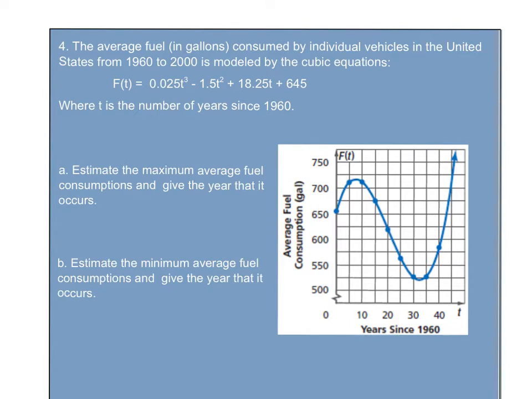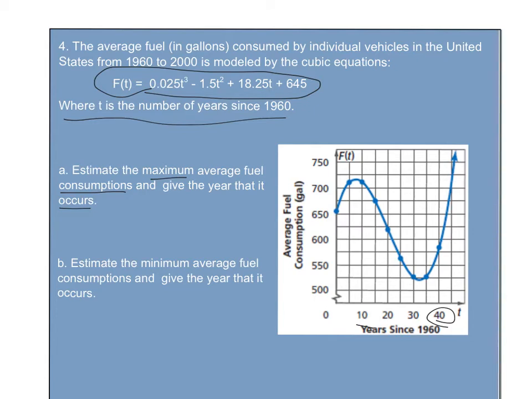So last problem, the average fuel consumed by individual vehicles is this, where T is the number of years since 1960. So 10 years is 1970, 1980, 90. This is 2000, way over here. So find the maximum average fuel consumption, and give the year that it occurs.